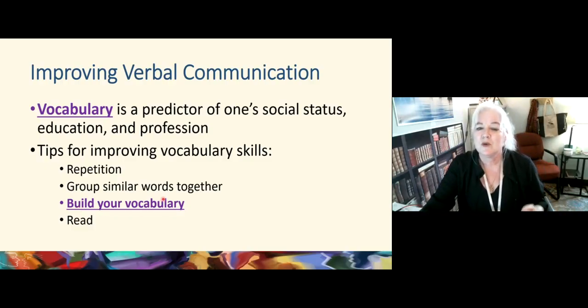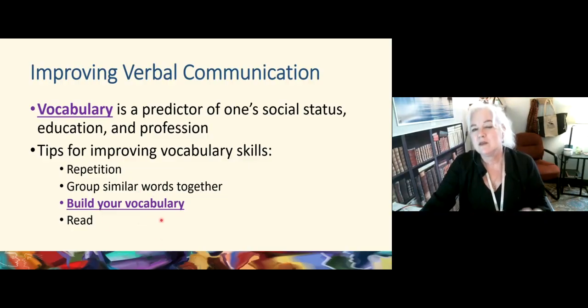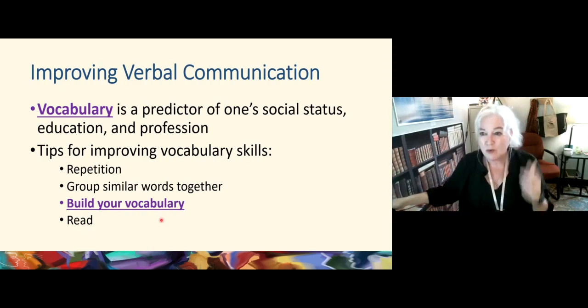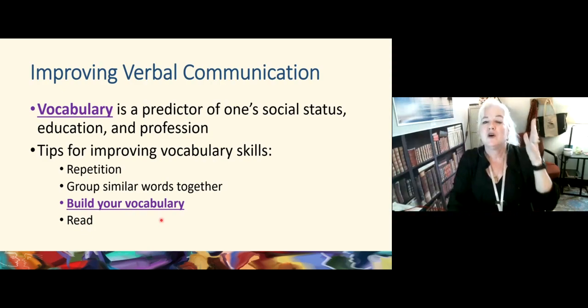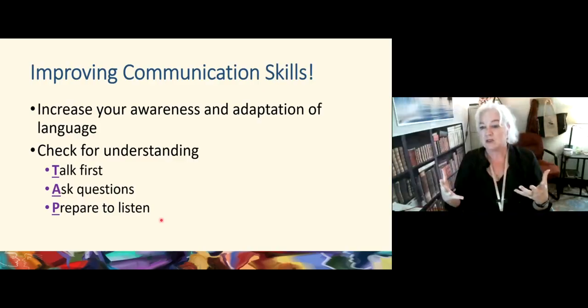So group similar words together, build your vocabulary, read. Reading is the best way to build your vocabulary, but if you're not sure how a word is pronounced, I love it. You can look things up on these little gadgets now, and they will pronounce it for you. So that's one way to improve your verbal communication, but how overall can you improve your communication skills?